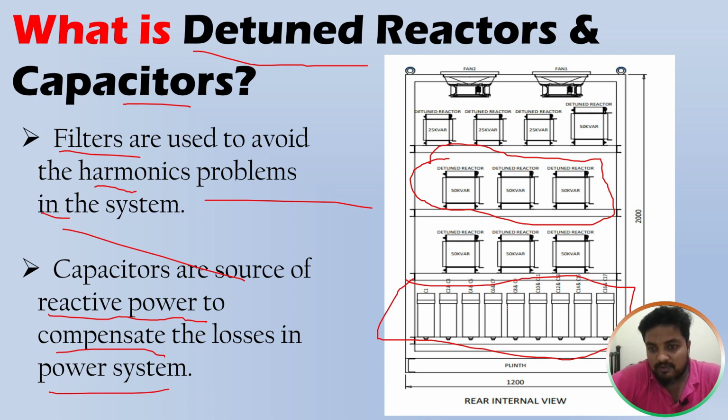The capacitor already has electrostatic energy stored inside, and whenever the power factor controller gives a command to the contactor to take the power supply from this particular capacitor bank, it will feed power to the power system.